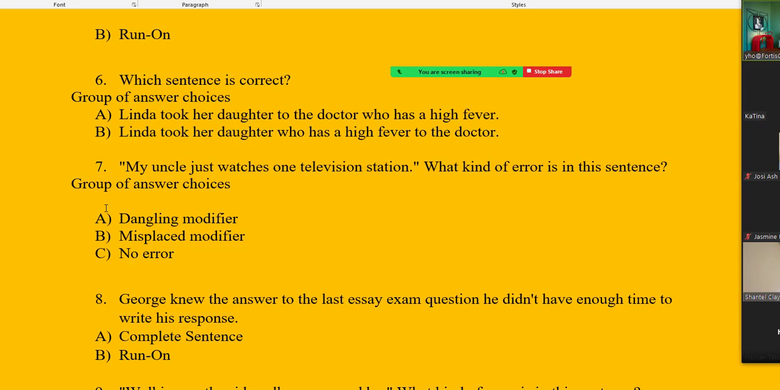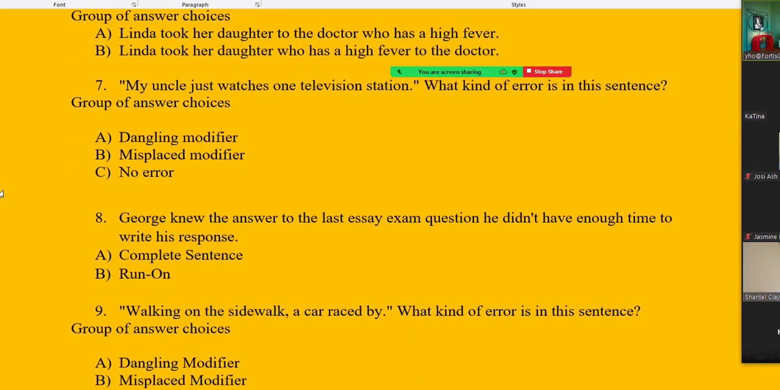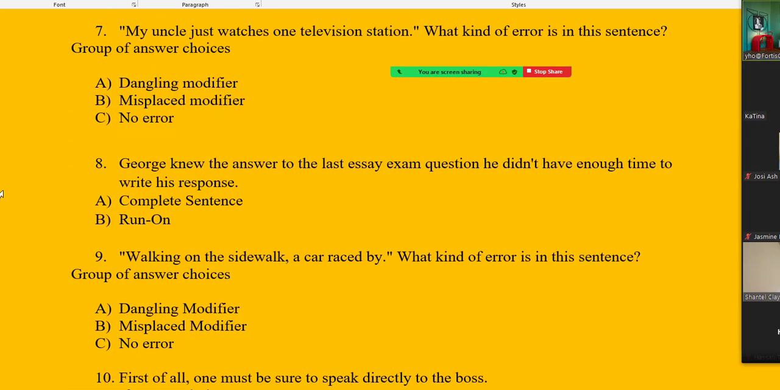This means I have to do this one over because I'm not supposed to give you hints. You're just supposed to know it like that. Is it misplaced? Correct. B. Yes, it's misplaced modifiers. George knew the answer to the last essay question. He didn't have enough time to write his response. Is this a complete sentence or a run-on sentence? Run-on. Walking on the sidewalk, a car raced by. What kind of error is in this sentence? Is this dangling, misplaced, or no error?